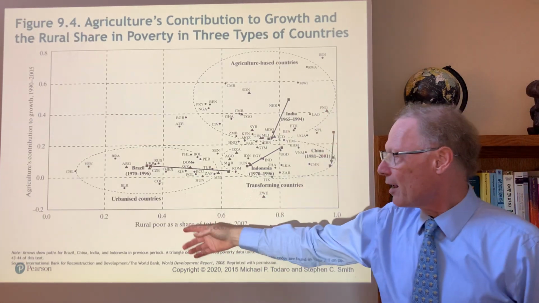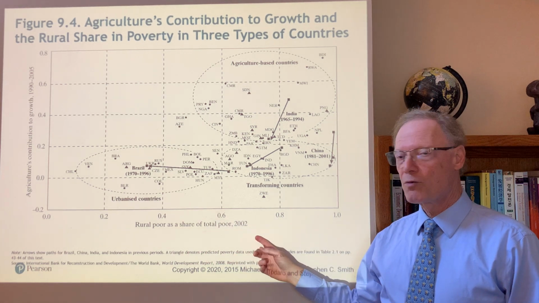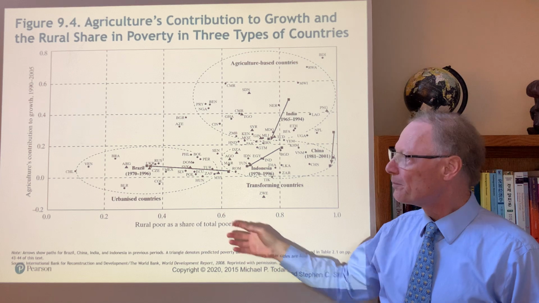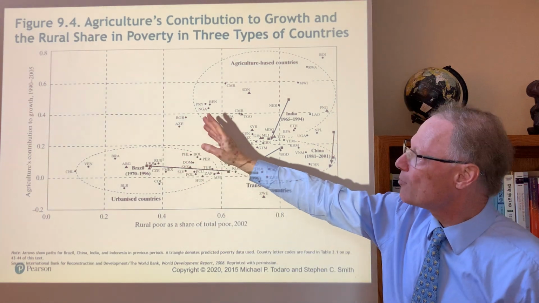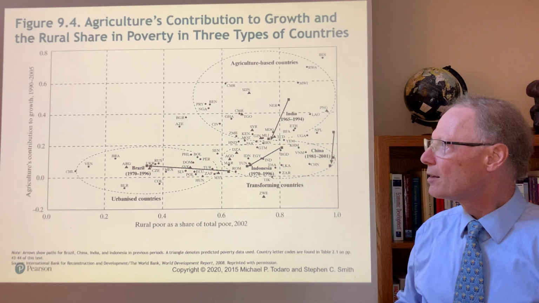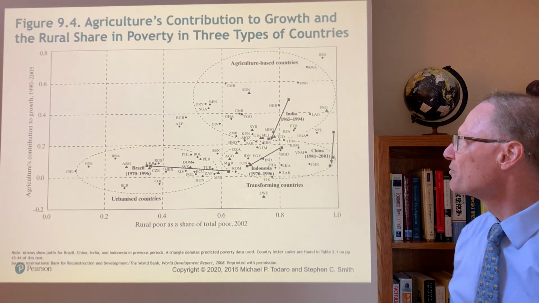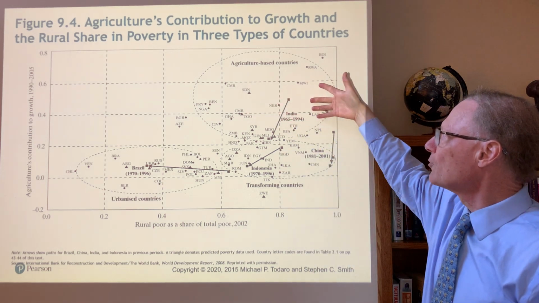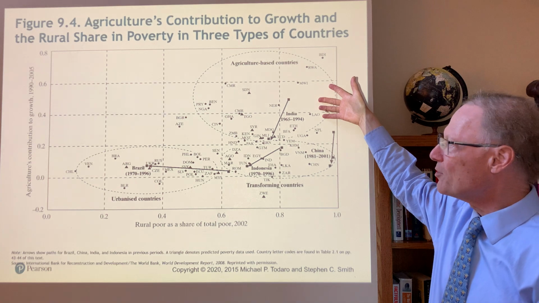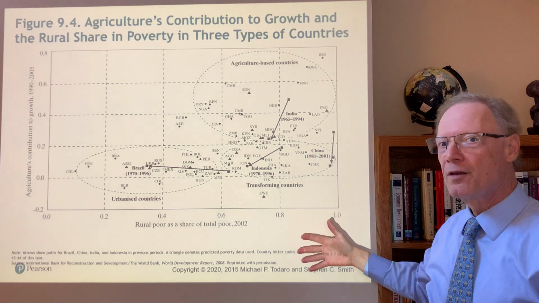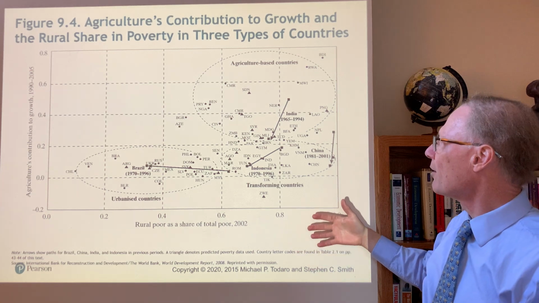Here on the x-axis we have the rural poor as a share of the total poor. This is from the year 2002. On the y-axis we have agriculture's contribution to growth in this period of 1990 to 2005. With respect to our agriculture-based countries, agriculture has a high contribution to growth, and this is where, in rural areas, most of the poor are found.